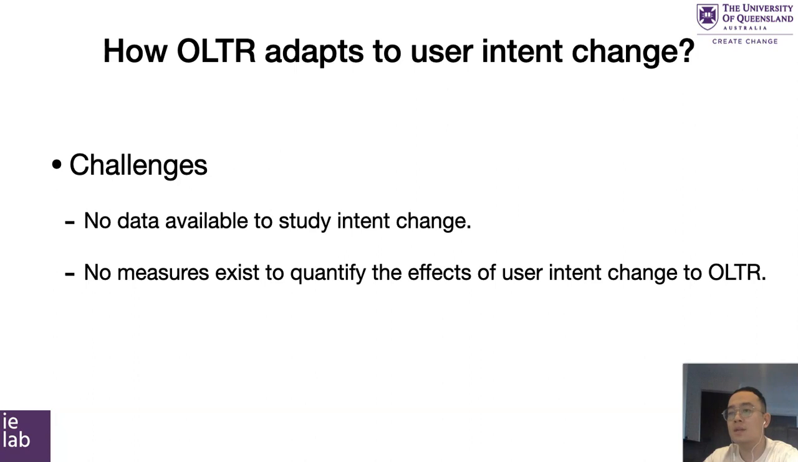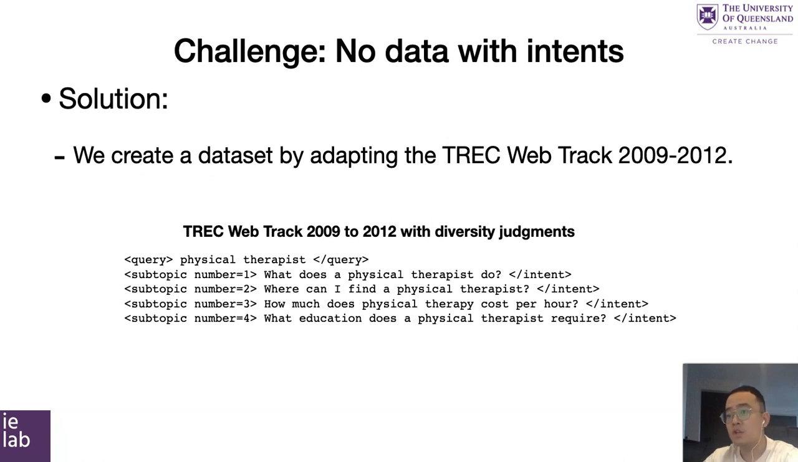First, there is no dataset that has relevant document judgments for different user intents, so we cannot conduct simulation experiments in an offline manner. It is also impossible to conduct online experiments with real-world users, as we never know the actual user intent. Secondly, there is no evaluation metric to quantify the effect of user intent change for online learning to rank. To solve the first challenge, we created a dataset by adapting an old track collection, namely WebTrack 2009 to 2012.